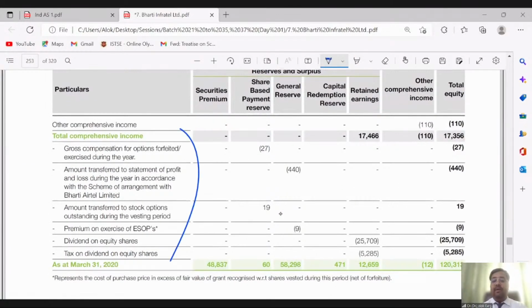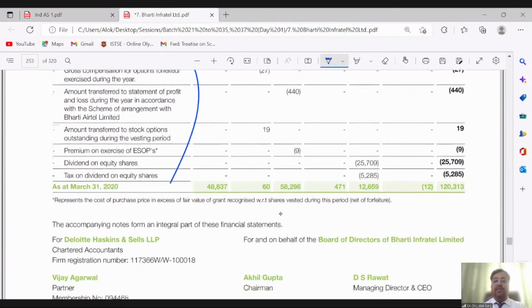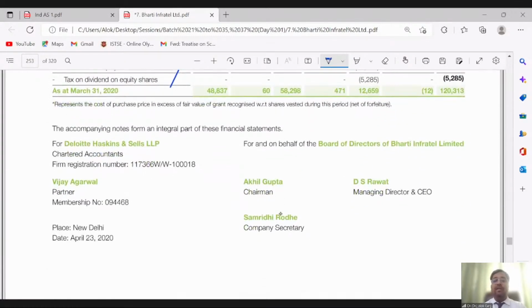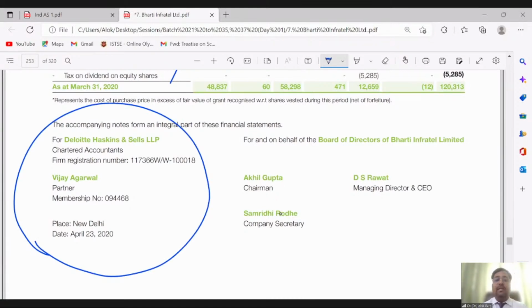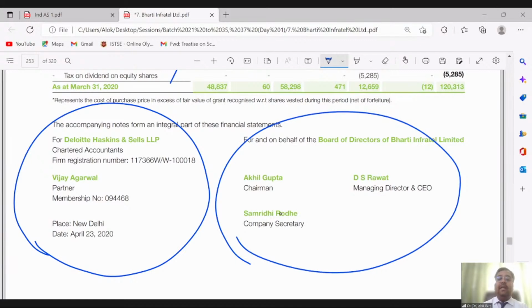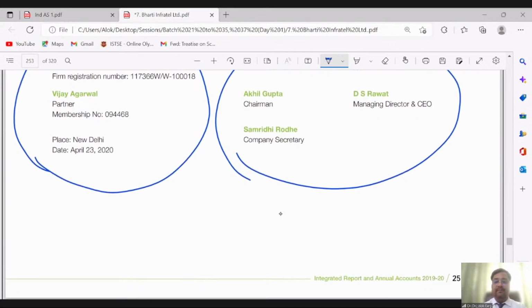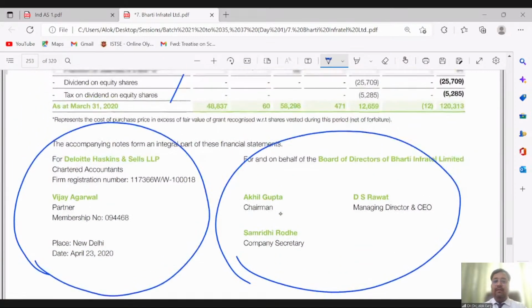So this is my equity statement, statement of changes in equity. Why is it called a separate component? Because like balance sheet, P&L and cash flow, it has to be signed by the auditor, board and management, right? I hope it is clear to all of you. Statement of changes in equity.